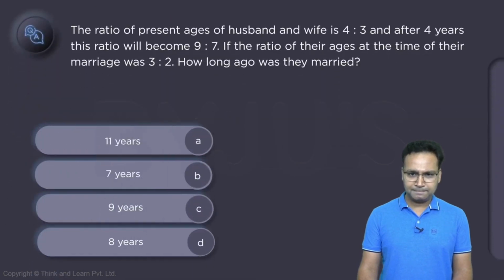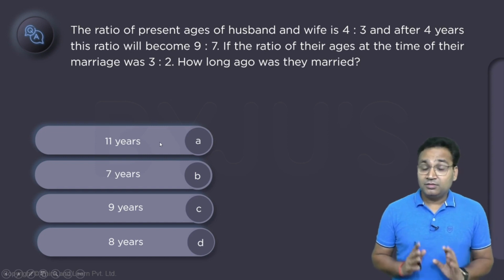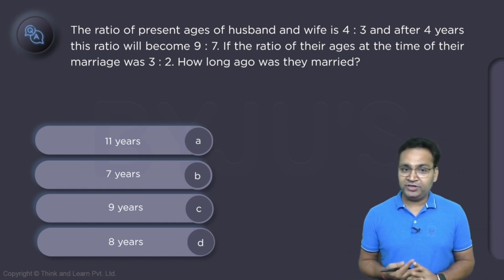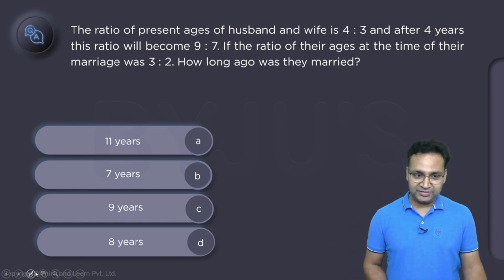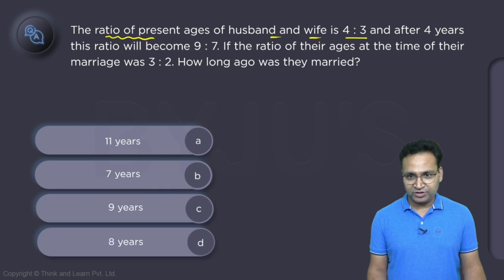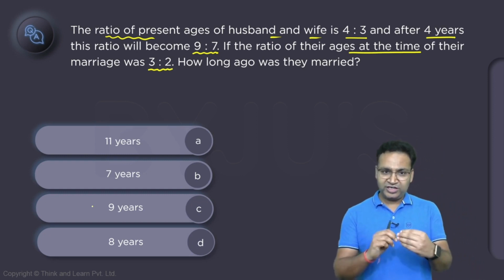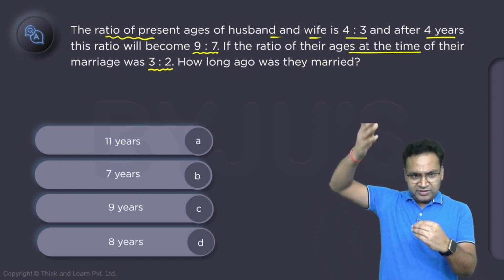Look at this, guys. This question will show you the importance of the age difference method actually. The ratio of the present ages of husband and wife is 4:3. After 4 years, the ratio will be 9:7. If the ratio of the ages at the time of their marriage is 3:2, so 3:2 is somewhere in a previous story.